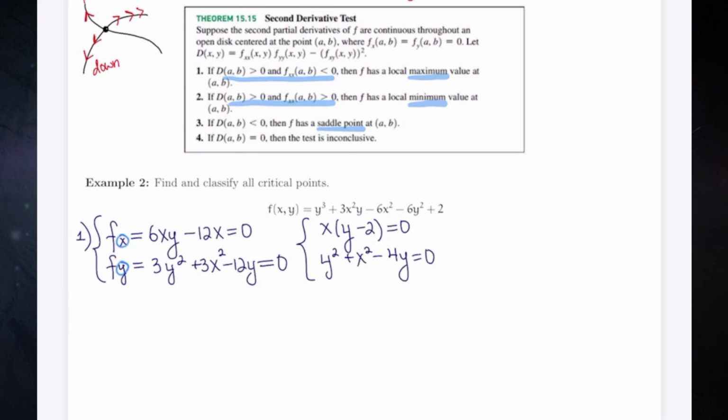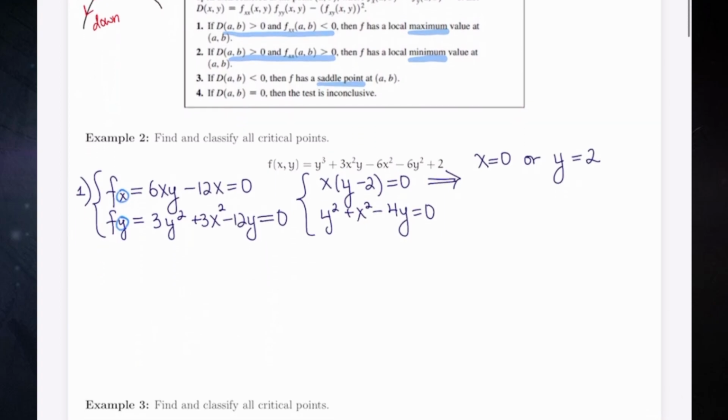So I'm looking at the first equation. In the first equation, I have a product of two things that's equal to 0. That means from here, we have either x is equal to 0 or y is equal to 2. Remember, these two equations need to be true simultaneously. So if neither one of those is true, it doesn't matter what we find for the solutions in the second equation. x is either 0 or y is equal to 2. So now we're going to consider two cases.